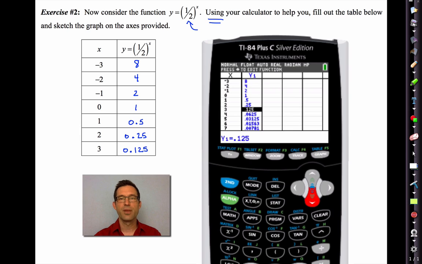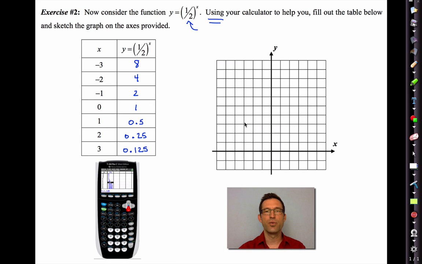So let's graph it. -3, 8. -2, 4. -1, 2. 0, 1. 1, 1/2. 2, 1/4, and 3, 1/8. There's probably no way I'm going to draw a good smooth curve through this, but I'm going to take my best shot. You guys all know how bad I am at this.